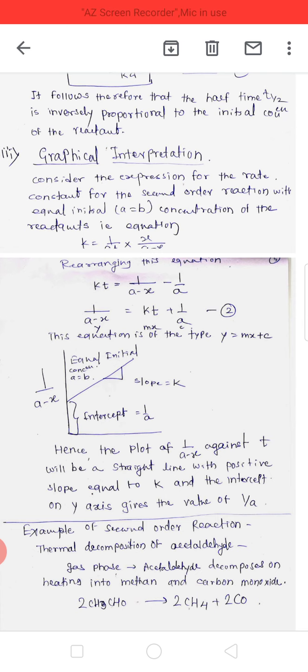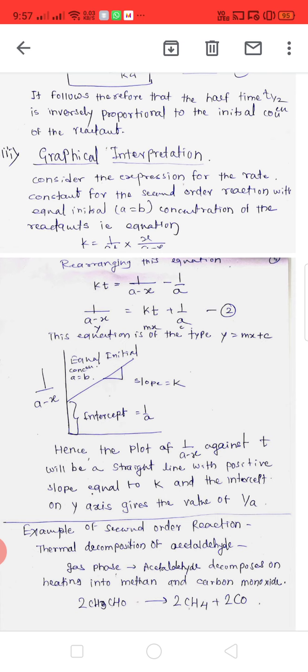The intercept on the y-axis is 1 upon a. Here is the plot: 1 upon a minus x against t will be a straight line with positive slope equal to k. The intercept on the y-axis gives the value of 1 upon a. In this way, we have studied the kinetics of second order reaction.